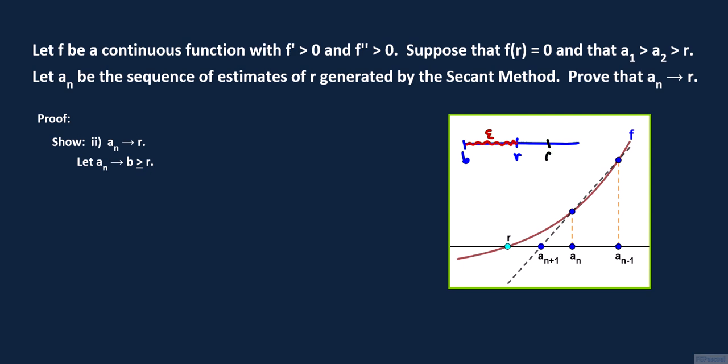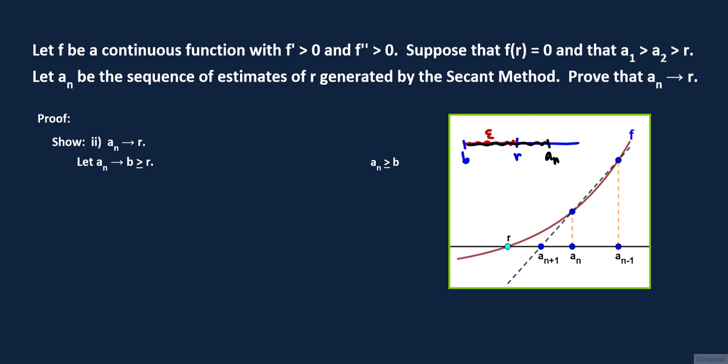But we have just shown that a sub n is greater than r for all values of n, and so a sub n minus b is greater than r minus b, or epsilon, and so b cannot be the limit of the sequence a sub n, and so b is greater than or equal to r. One can use a similar strategy to show that a sub n is greater than or equal to b. We leave the details as an exercise for the viewer.